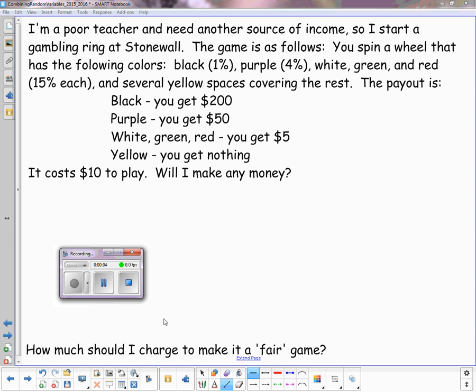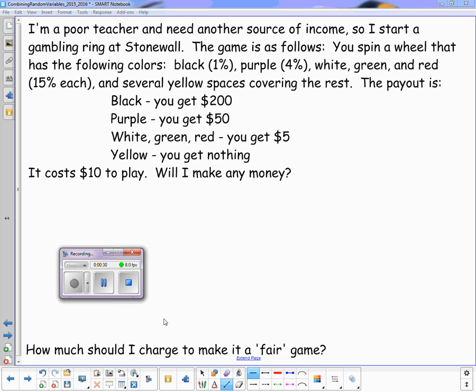So we have a situation here where I want to make some money, and I've proposed this game of sorts. It's kind of like a little, you spin the wheel, you pay to play, and if you land on a certain color, you either lose money or win money, okay? And so I've proposed this scenario, and I want to decide, am I going to make any money, okay? So I've got several colors.